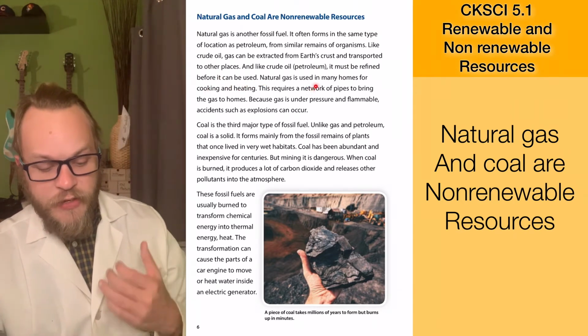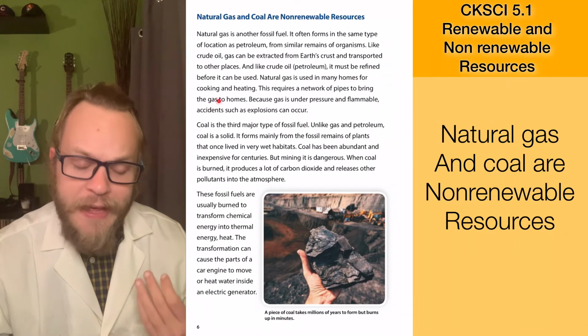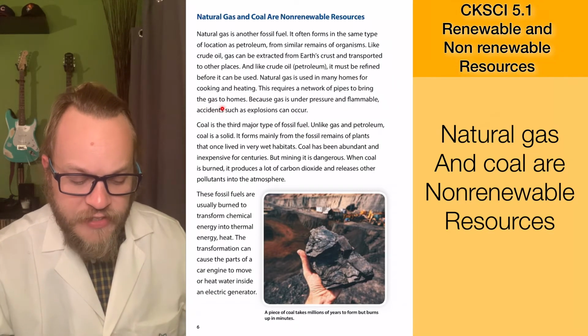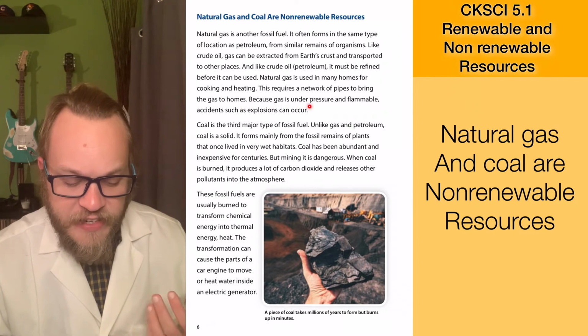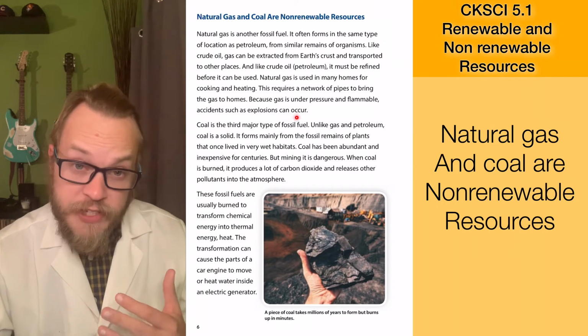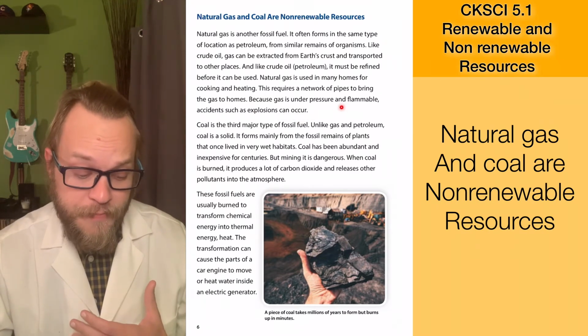Natural gas is used in many homes for cooking and heating. This requires a network of pipes to bring the gas to homes. Because gas is under pressure and flammable, accidents such as explosions can occur.